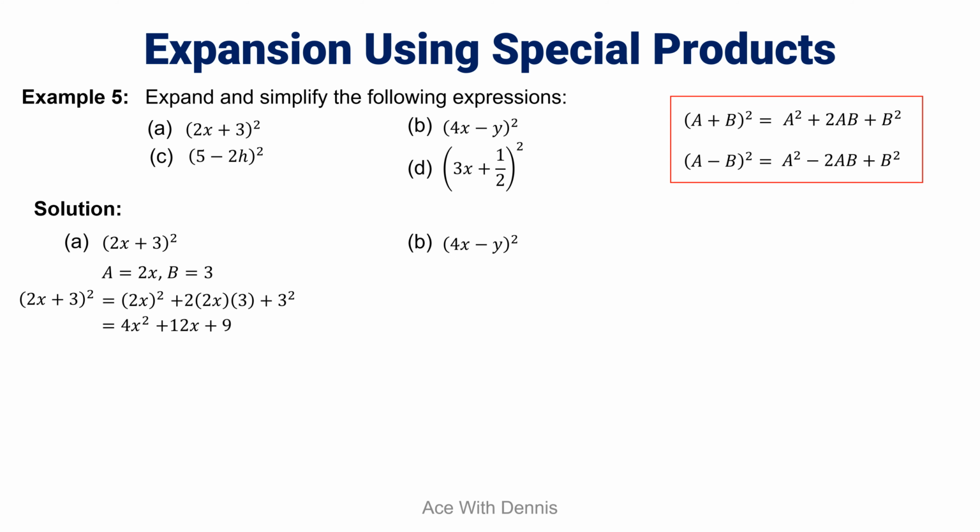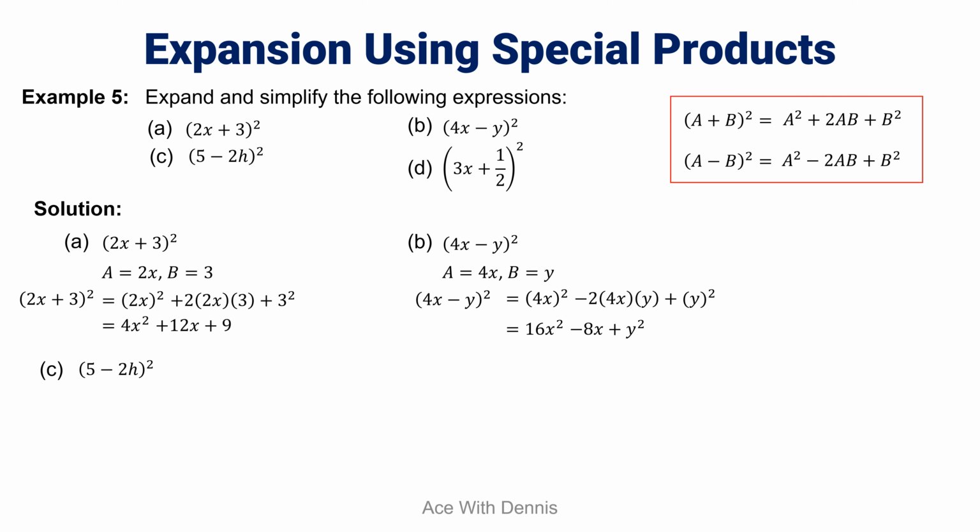For b, 4x minus y squared, we identify a is 4x and b is y. Hence, 4x minus y squared equals 4x squared minus 2 times 4x times y plus y squared. We are using the second formula. Simplify, we have 16x squared minus 8xy plus y squared.